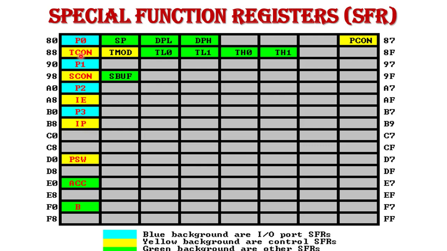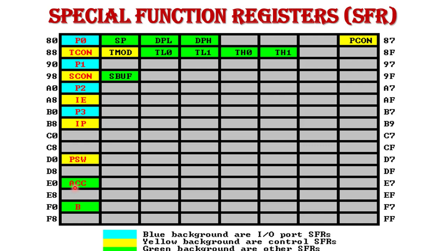So first, the blue background shows the input output port special function registers. These are the port 0 register, port 1, port 2 and port 3 registers. The yellow background shows the control special function registers, that is the TCON register and TMOD register. These two are timer or counter registers. Next are the PCON register, SCON register, IE register, IP register and PSW flag register. The P0 register address is 80H. The TCON register address is 88H. These are the physical addresses of these registers.